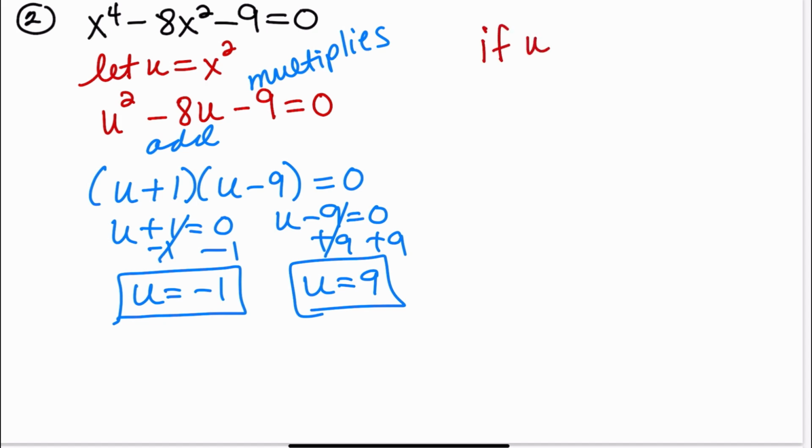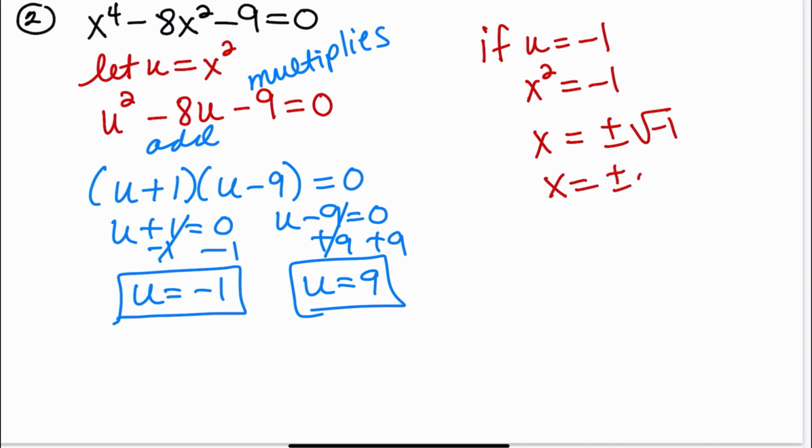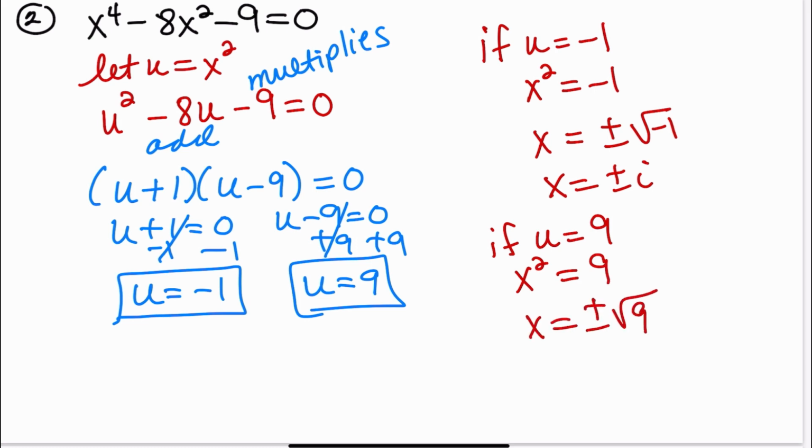If u is equal to negative 1, then that means x squared is equal to negative 1. And if I take the square root of both sides, I am going to get plus or minus i as two of my possible answers for this problem. If u instead is equal to 9, that means x squared is equal to 9. So x equals plus or minus the square root of 9, x equals plus or minus 3.